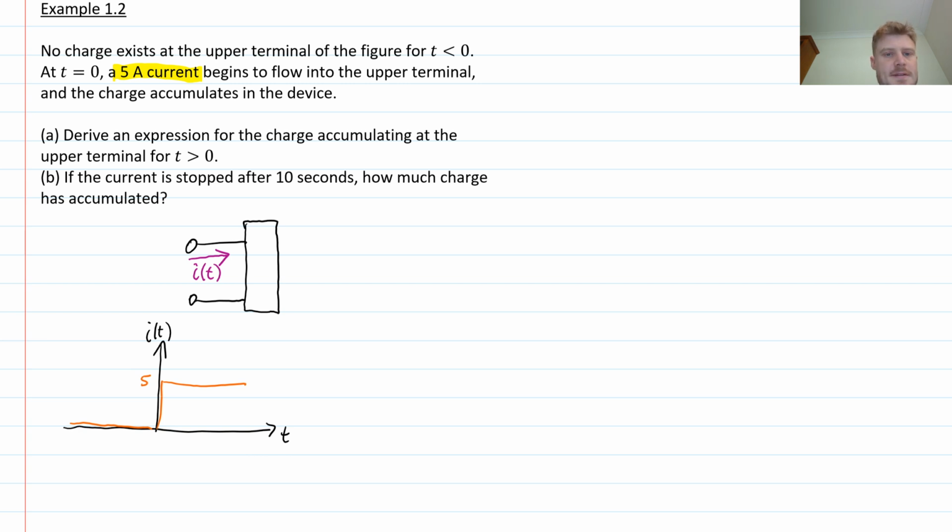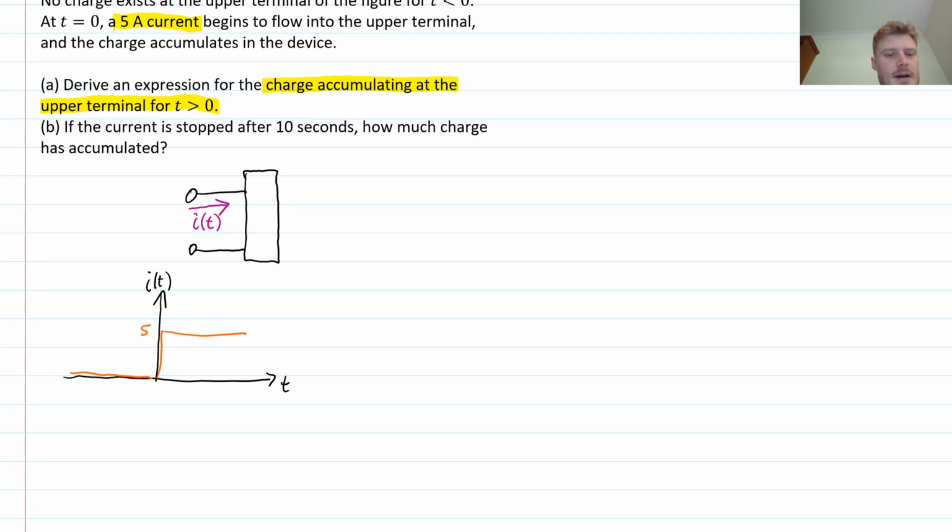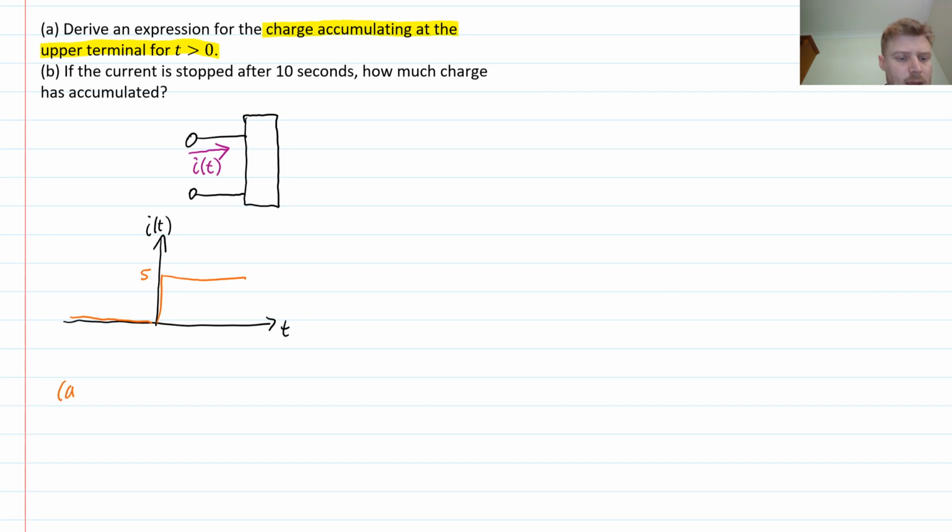And so we're asked to solve for an expression to calculate the charge that accumulates in the upper terminal. So basically the current is flowing in, but no current is flowing out. Well, that means that the charge must be going somewhere, and so this charge will be accumulating inside of this box.